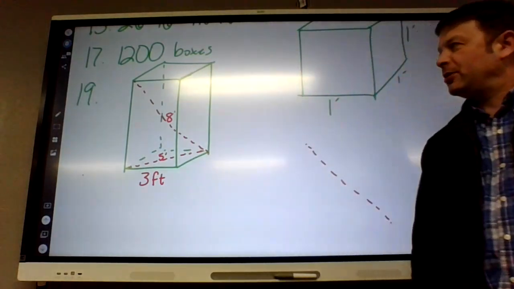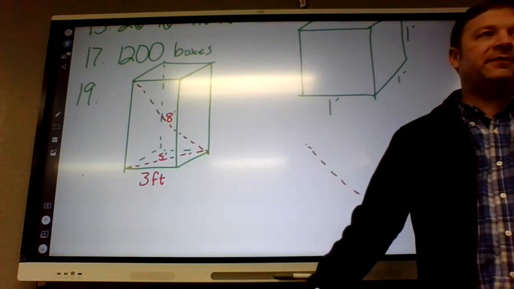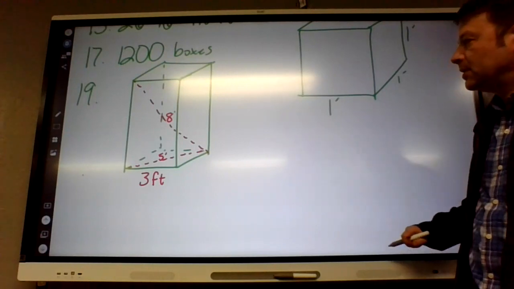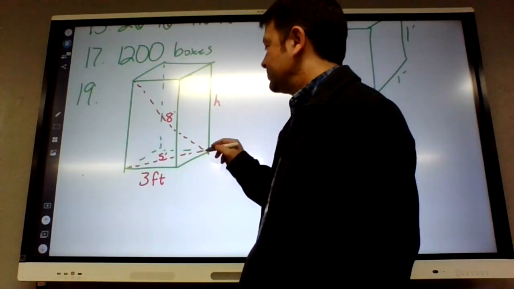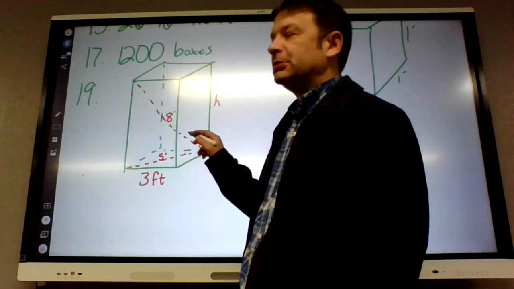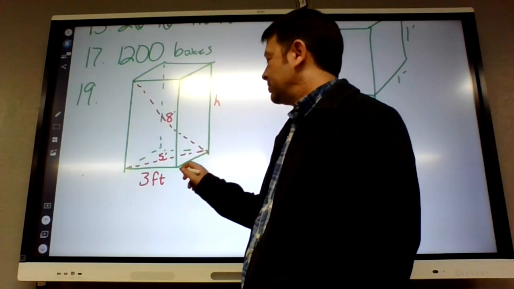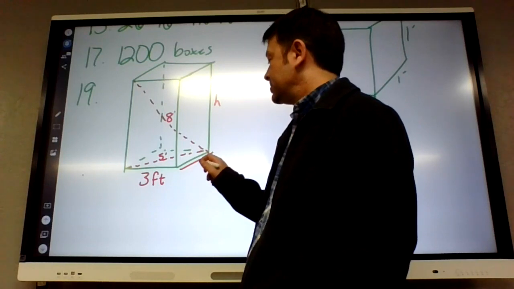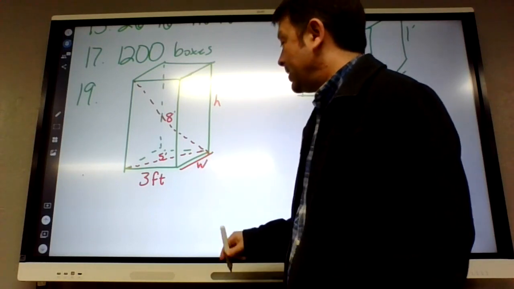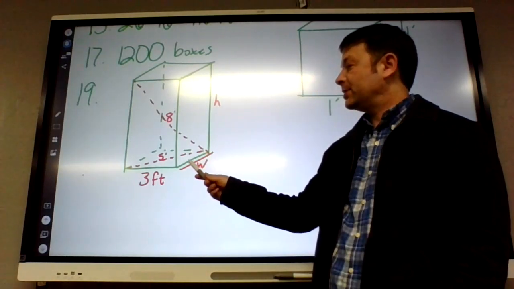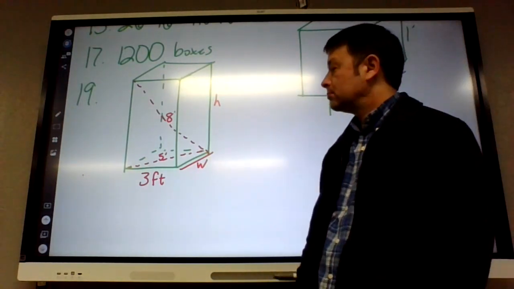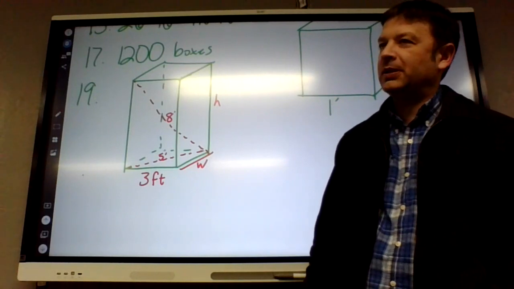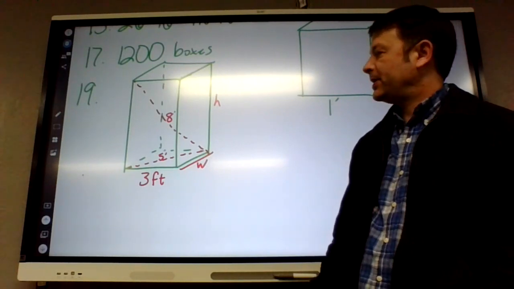So, what are we missing on 19 to be able to find the volume? We're missing the height, and what else? The width. It's not a square. How could we find the width? We need to use the Pythagorean theorem.